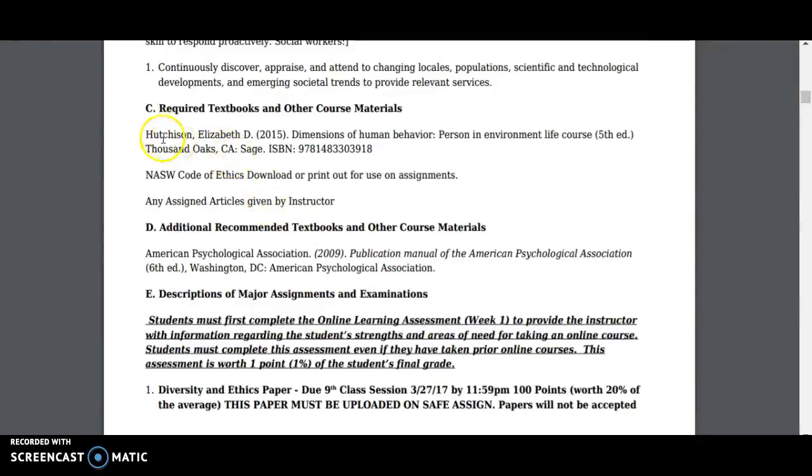Here's the required textbook right here for this course. You can find that in the UTA bookstore, or you may find it somewhere else where you might be able to get a good price on that.